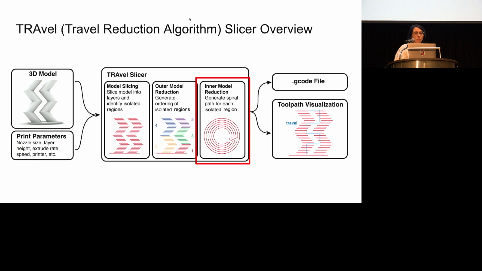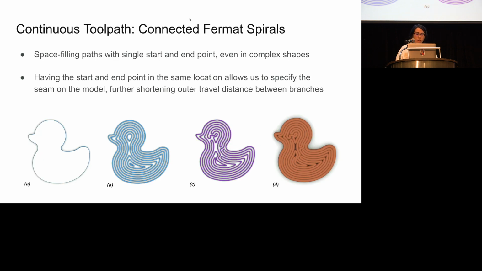Outer model travel reduction outputs a non-planar printable ordering of isolated regions that can now be passed to inner model travel reduction. When printing a solid model, isolated regions need to be filled with a toolpath consisting of extrude movements. In order to eliminate inner model travel movements, we generate a space-filling continuous toolpath for each isolated region.